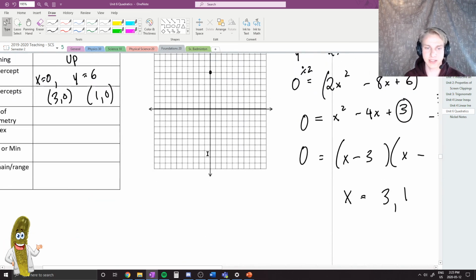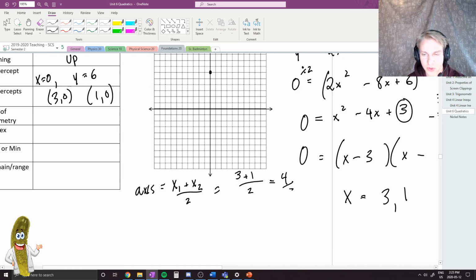I can figure out the axis of symmetry by going x1 plus x2 divided by 2. So that would be 3 plus 1 divided by 2, which is 4 over 2. And so my axis of symmetry will be x is equal to 2.